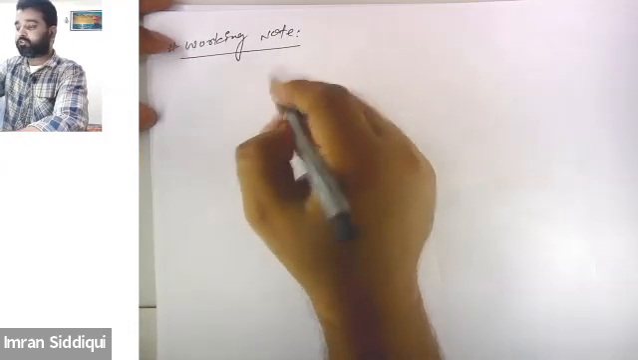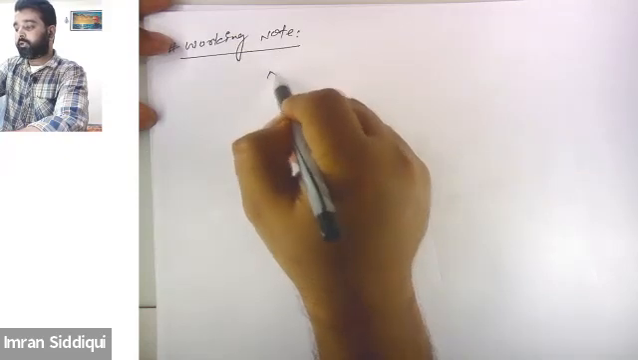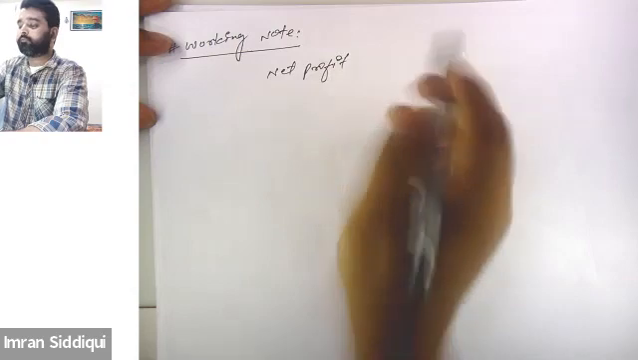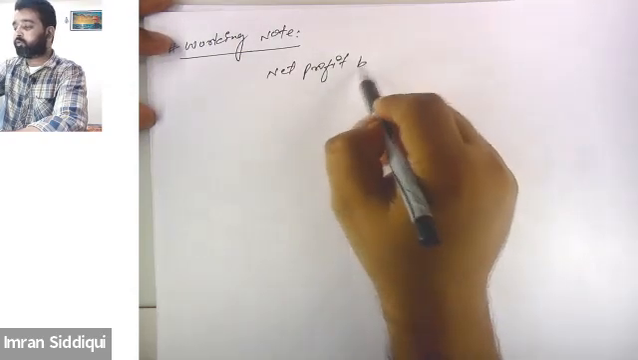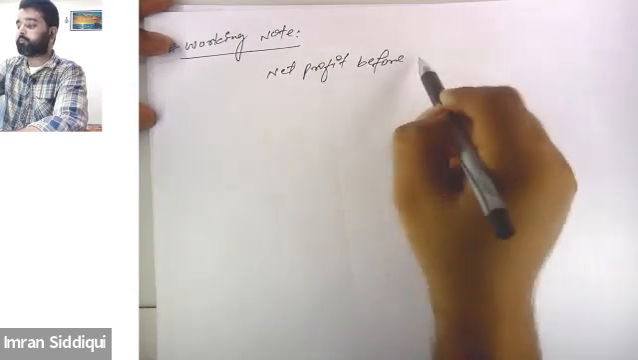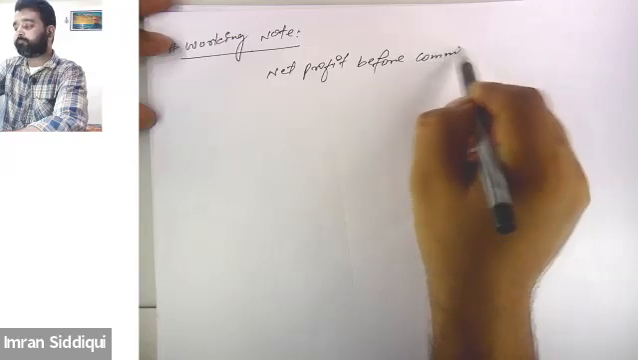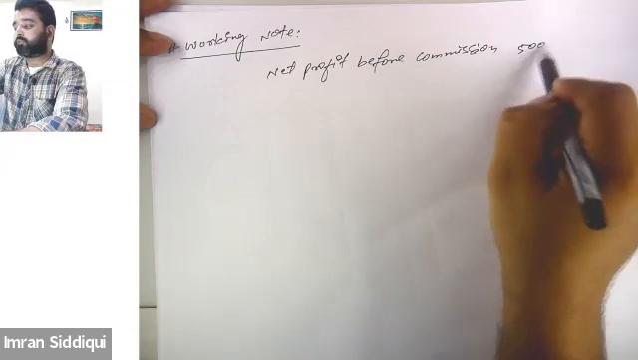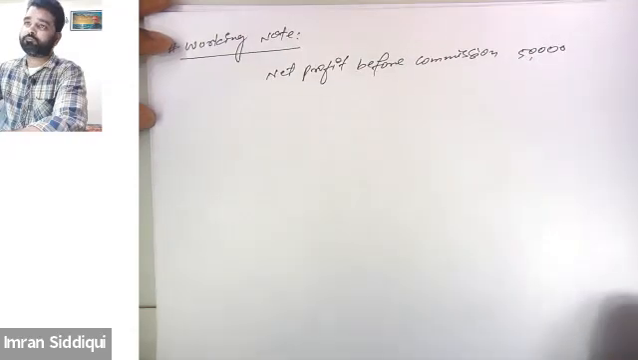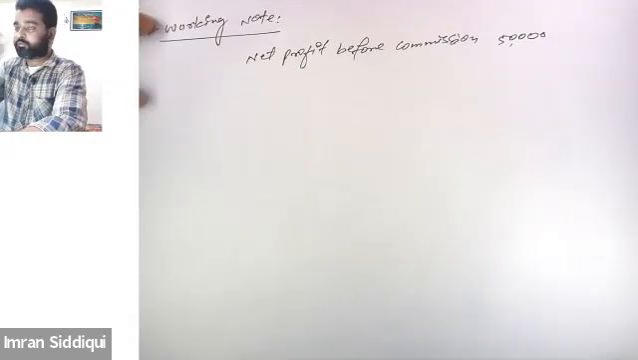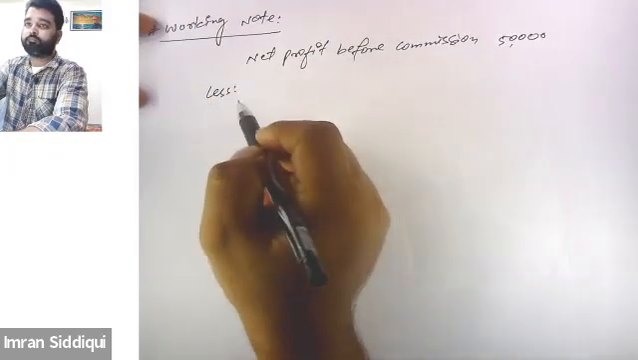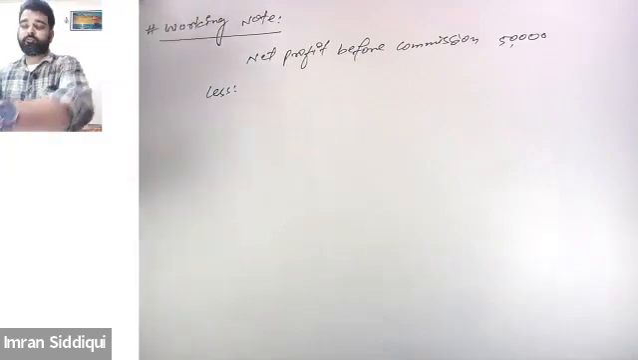See, so first of all, net profit is already given. This net profit is before paying commission, right? Net profit before commission is given in the question, which is 50,000. So first of all, we will reduce all expenses out of this. All expenses. So what do you mean by all expenses?